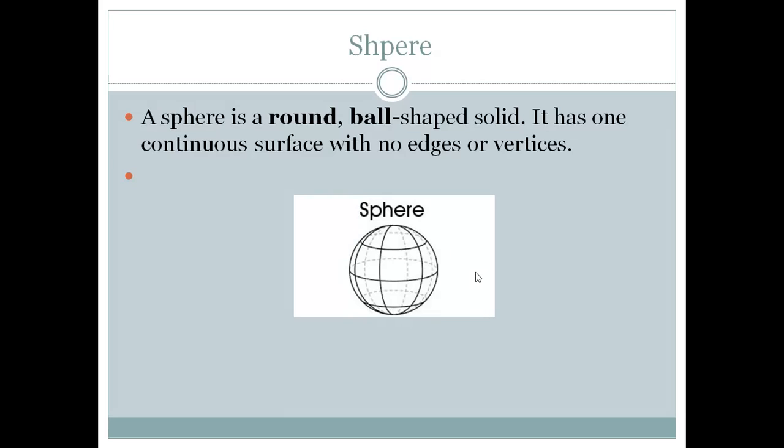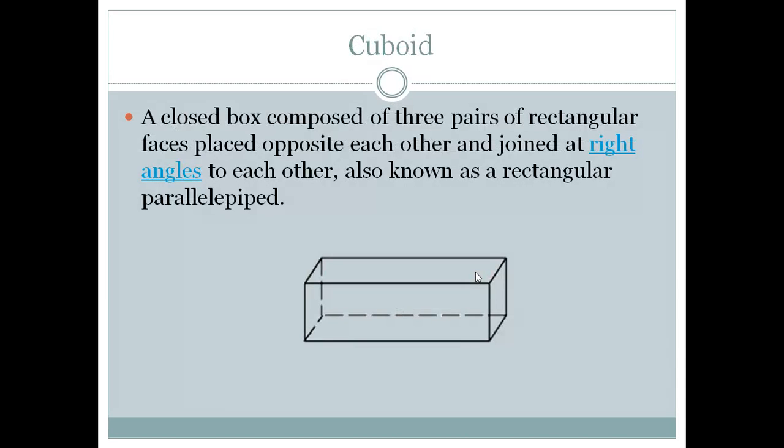Getting this point? A sphere is a round, ball shaped solid. It has one continuous surface with no edges and no vertices. So your ball, your sun, your moon, your globe, all these are spheres. Then cuboid.